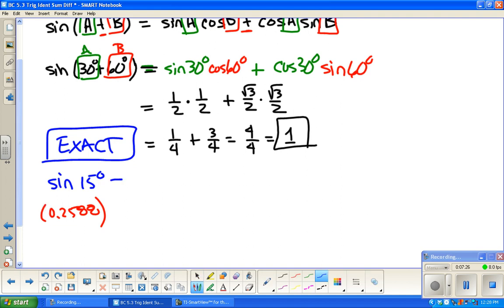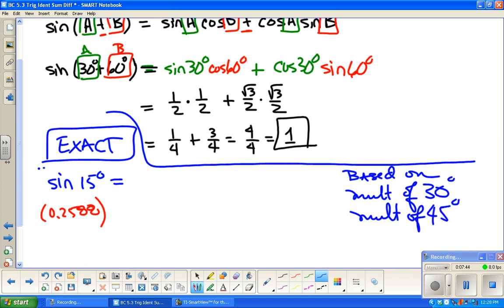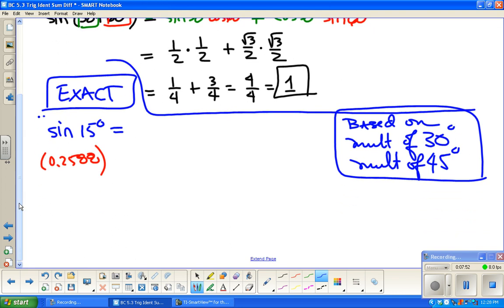Sine of 15. All of the problems that we're going to be working on are going to be based on multiples of 30 or multiples of 45. Keep in mind that they might be in radians, and that's okay too. My advice is just put it in degrees and work with that.